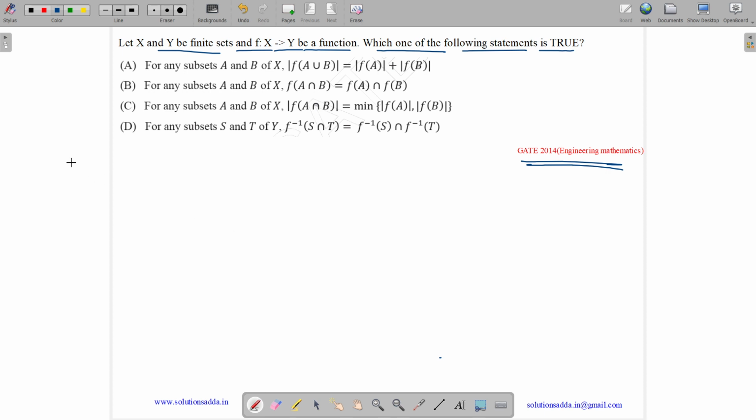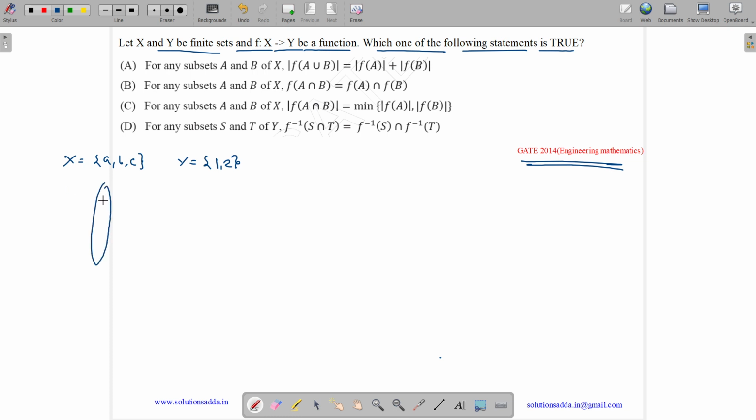So let us take the set X. Option A is: for any subsets A and B of X, cardinality of f of A union B is equal to cardinality of f of A plus cardinality of f of B. Okay, so let us take the examples. Let us assume X to be {a, b, c} and Y set to be {1, 2}. A function f is defined from X to Y. How is it defined? Let me draw the diagram for this.